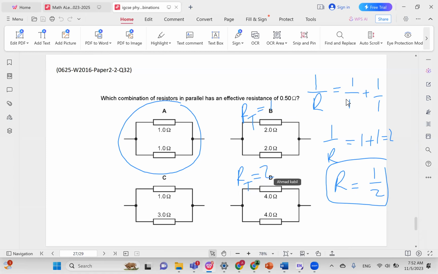For C, you still have to do the fractions and the flipping and so on in order to calculate it, but we know it's going to be something less than 1, but maybe something greater than half, a little bit greater than half. So the correct choice here is choice A.